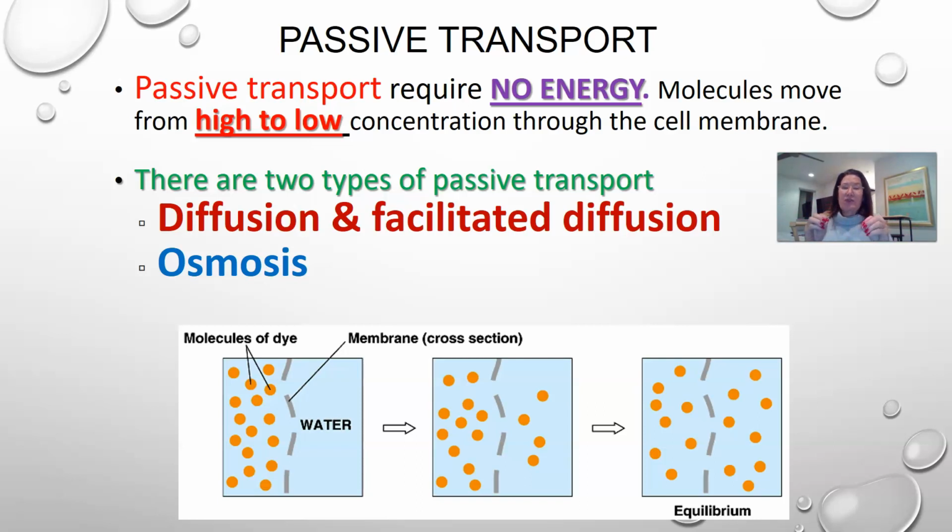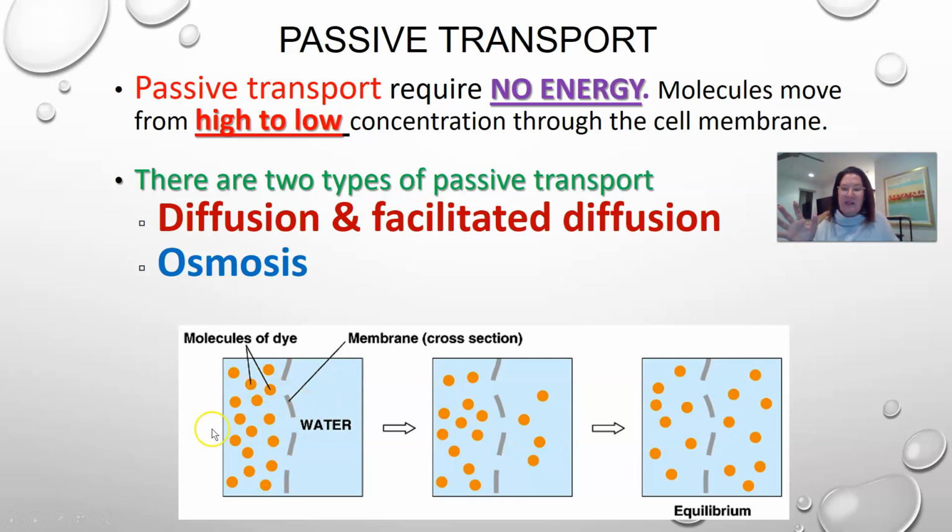So molecules are going to be moving from a high concentration to a low concentration to go through that cell membrane. And there are two types that we're going to be talking about. Well, there's really kind of three. So there's diffusion and facilitated diffusion, and then there's osmosis. So we're going to go over each type of these, but all of these require no energy at all. It's just hanging out and it's doing its thing automatically. There's no effort put forth.